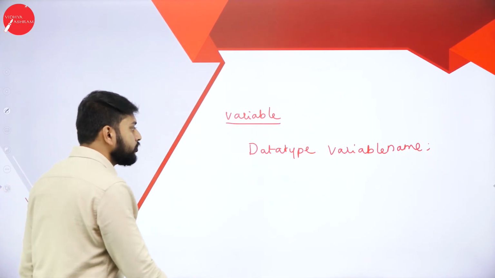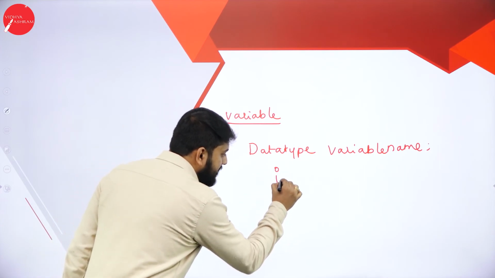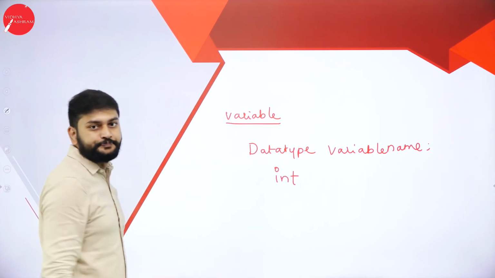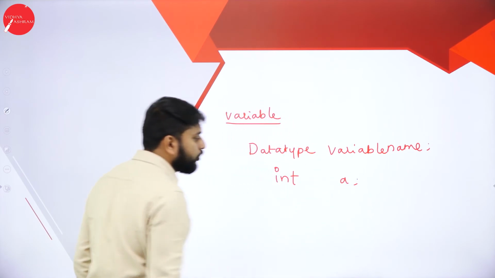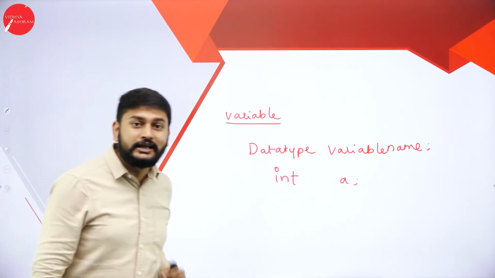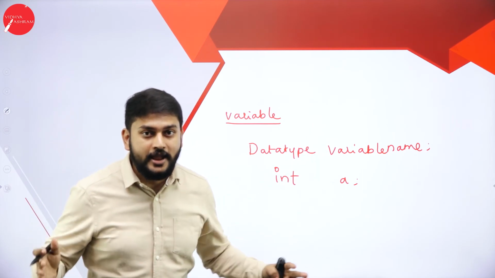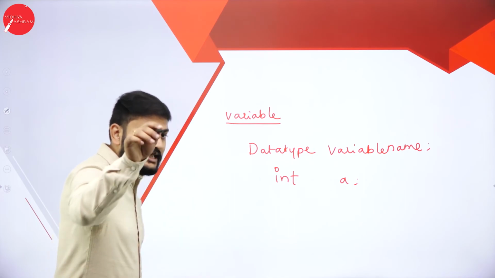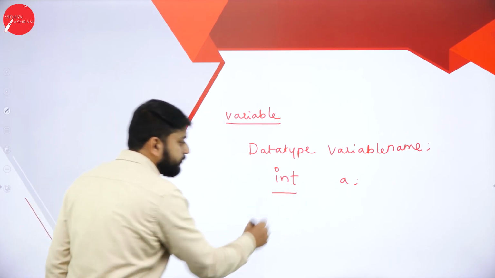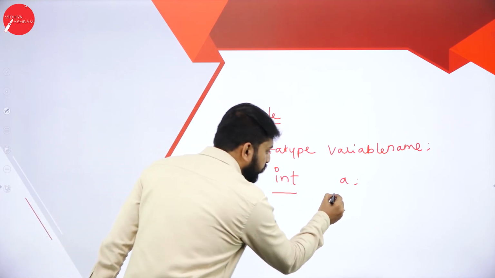The first thing. So let's take an example. Int is a data type. Fine. Variable name, I will write A. Then after that, a semicolon. This is how I will be declaring a variable: data type plus variable name. Remember this.